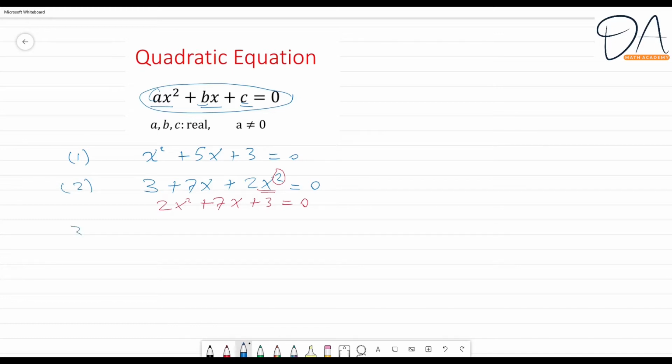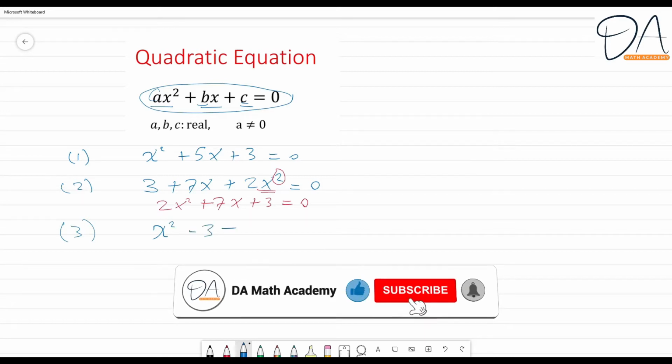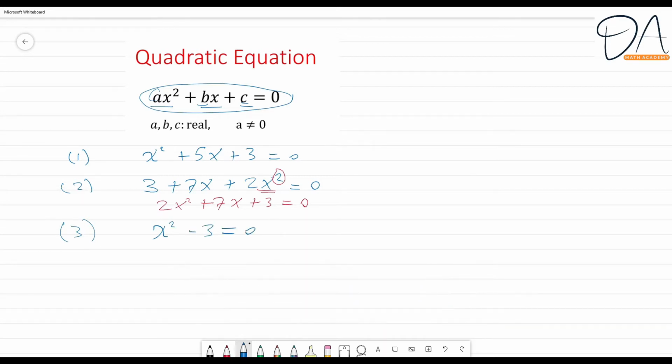If we look at also a third example, we can have something like this, which is also a quadratic equation. We have the x squared term. This is the key term that you are looking for. And in this case, we don't have the x term, but still, that doesn't matter. As long as you have the x squared term, this is a quadratic equation.